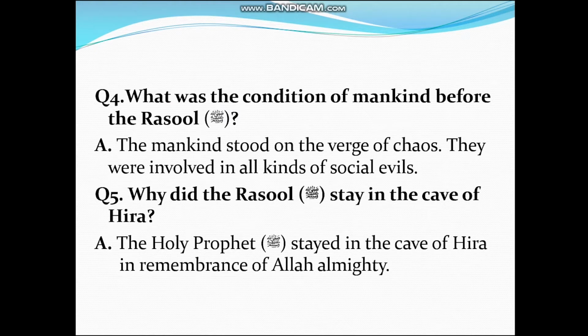The Holy Prophet sallallahu alaihi wasallam stayed in the cave of Hira in remembrance of Allah Almighty.